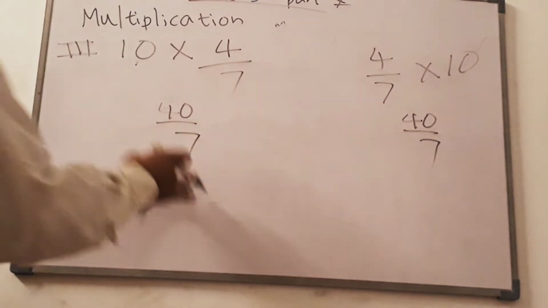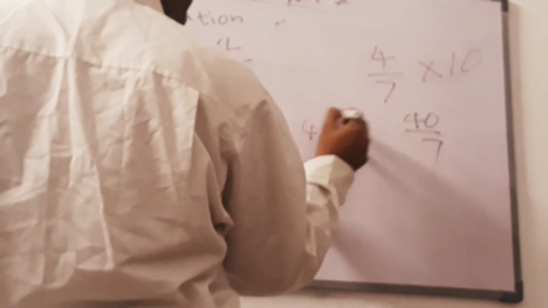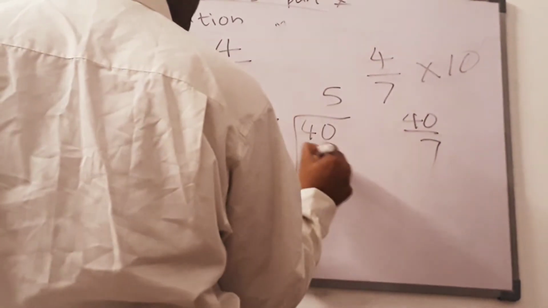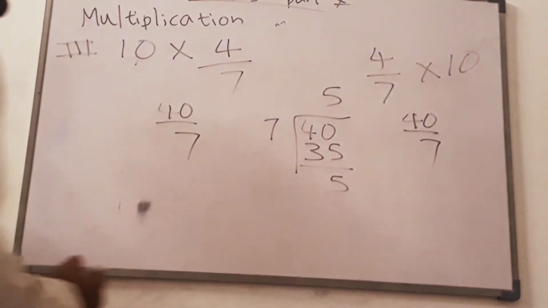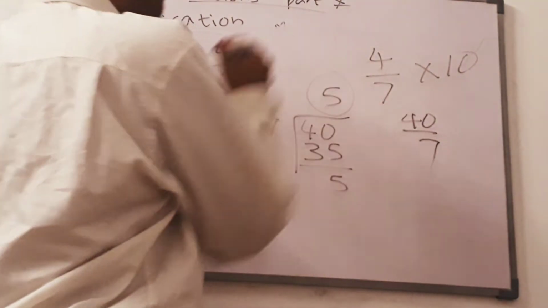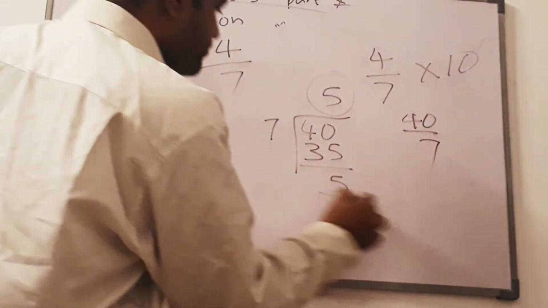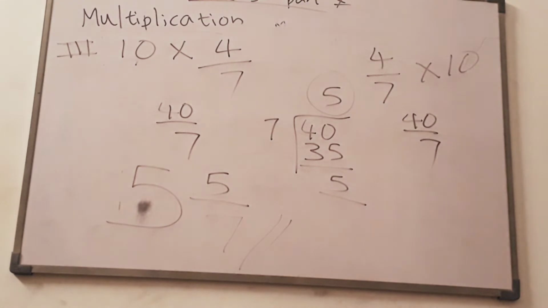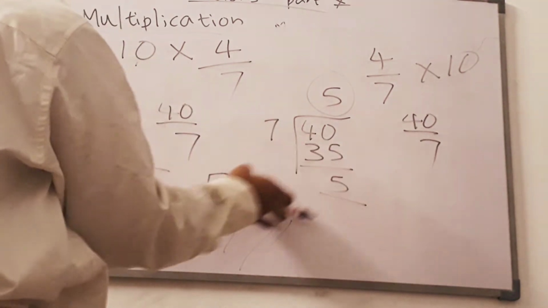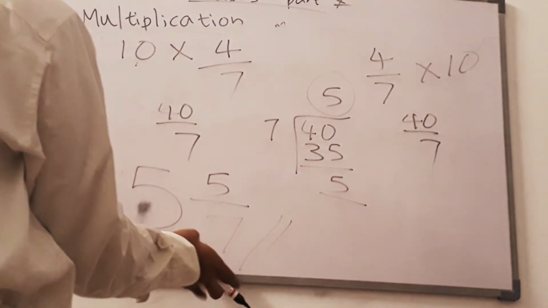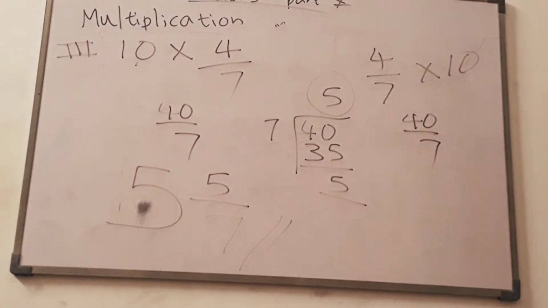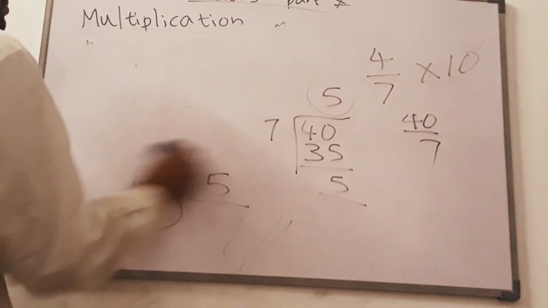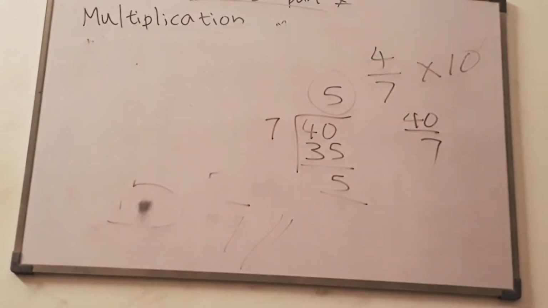Okay, now we can't keep the answer in this fashion. We have to convert it into a mixed number. So 40 divided by 7 means 7 times 5 is 35. The remainder is 5. So 5 is the whole number here, and this 5 is the remainder. 7 is the divisor. So the answer is 5 5 over 7. The whole number is 5, the remainder acts like the numerator, and the divisor acts like the denominator. So this is the answer here. Next question.